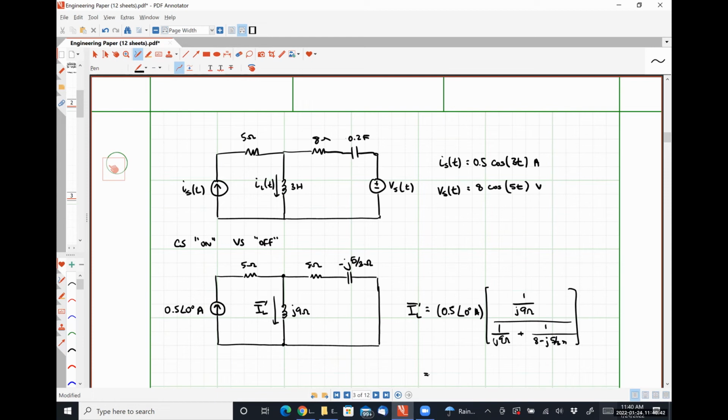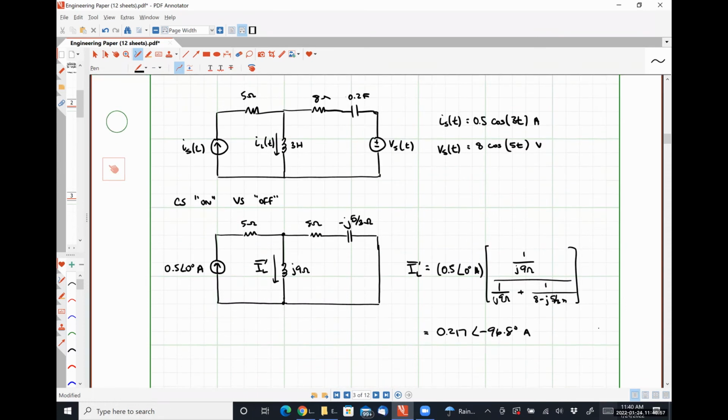Anybody got a number for me? 0.217 angle... What was that, please, Ian? Negative 96.8 degrees. All right. Is everyone okay with this analysis? Anything seem wild or wacky? All right.